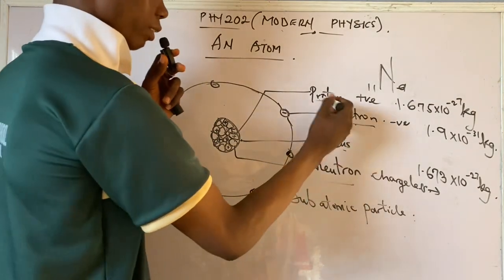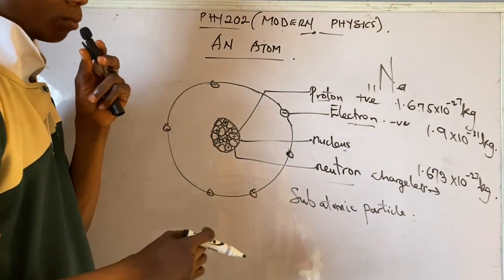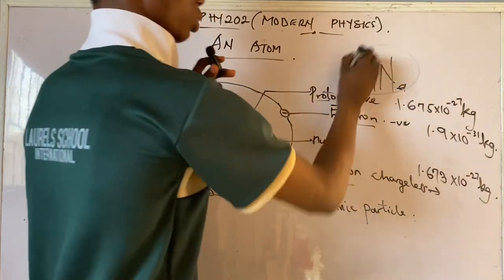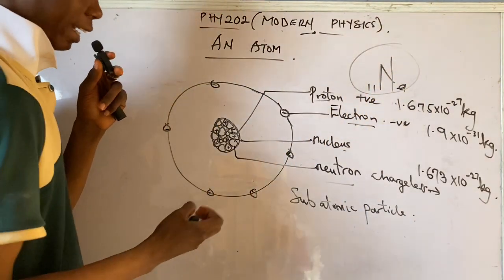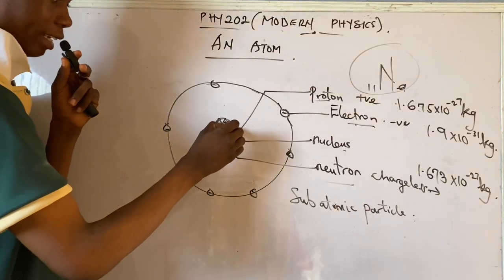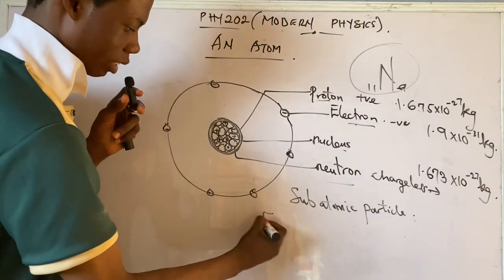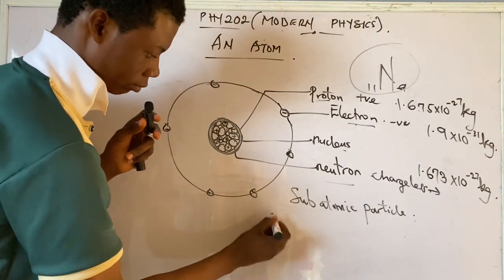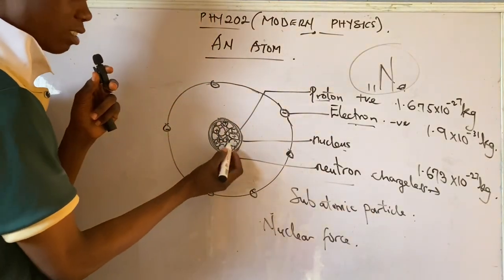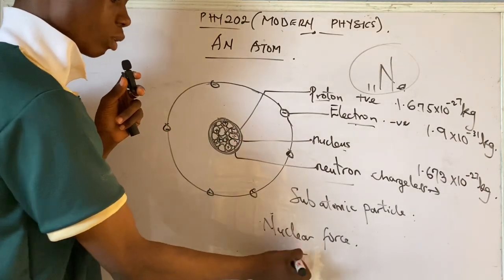These three are the subatomic particles. They are found in all atoms except hydrogen, which doesn't have a neutron. I will be illustrating this with the sodium atom Na. I would like you to know that in the nucleus of the atom, there exists a force known as the nuclear force. That is the force that binds the protons and the neutrons together.